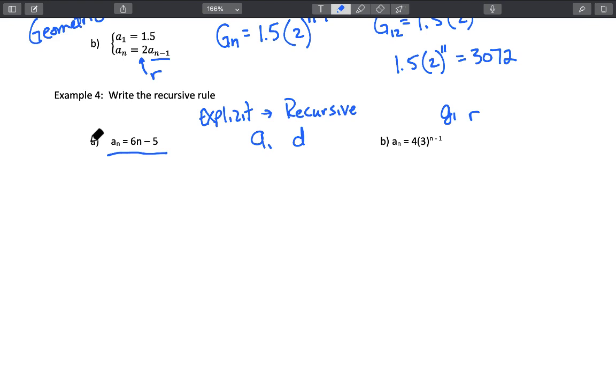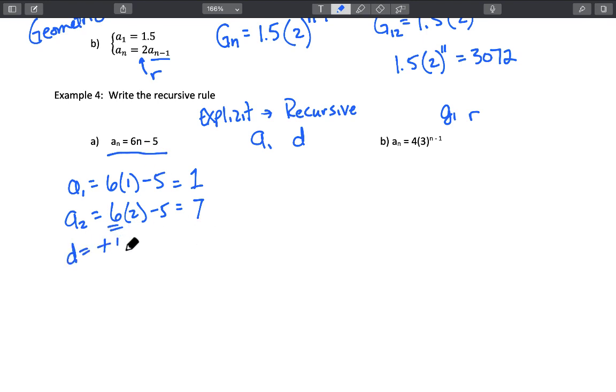So in our first one here, we have an arithmetic sequence. If you don't believe me, go ahead and find those first few terms. We're going to find the first term by plugging 1 in for n. So 6 times 1 minus 5 gives me 1. There's my first term. Let's find the common difference by finding the second term, 6 times 2 minus 5, and you'll see that's 12 minus 5, or 7. The common difference here is my slope in this equation, and therefore d is equal to plus 6.